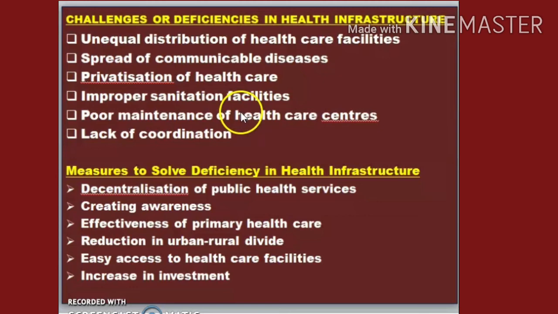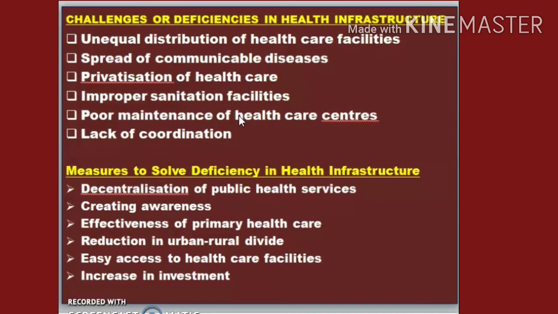Next, the fifth point is poor maintenance of healthcare centers. Maintenance of public healthcare centers, hospitals, and dispensaries is very poor. No efforts are spared to maintain the healthcare centers. The reason for this is lack of funds. The private sector does not face this problem, but this sector passes the cost of maintenance to the people who avail their services by charging a big amount of fees. So the private sector will charge a big amount of fees from the public. So that is one of the challenges.